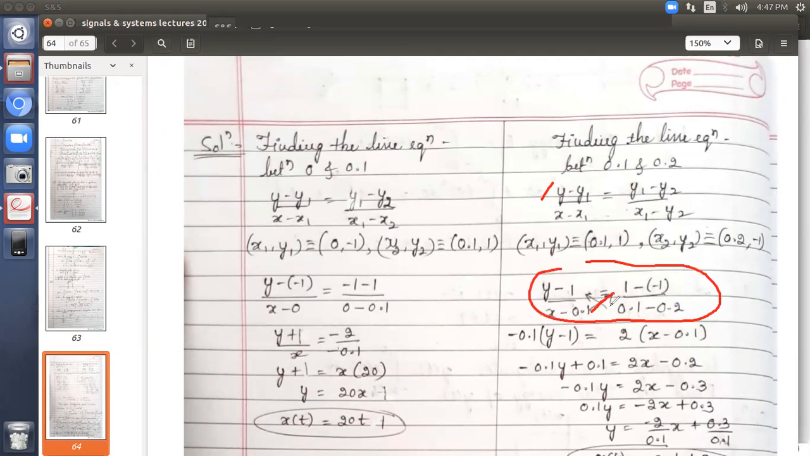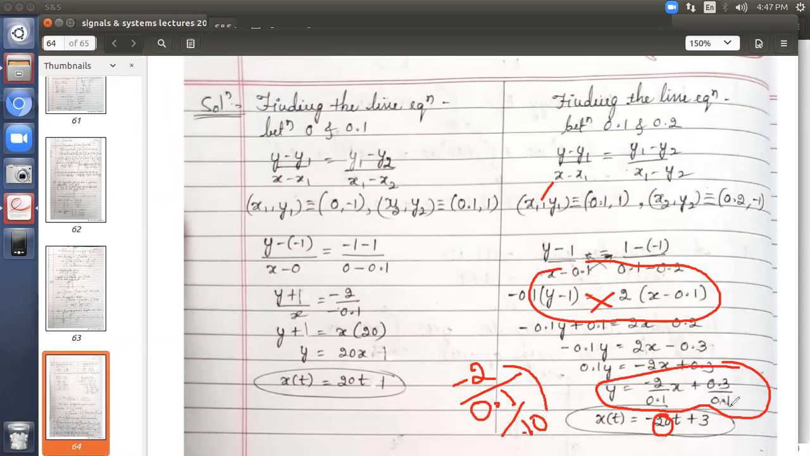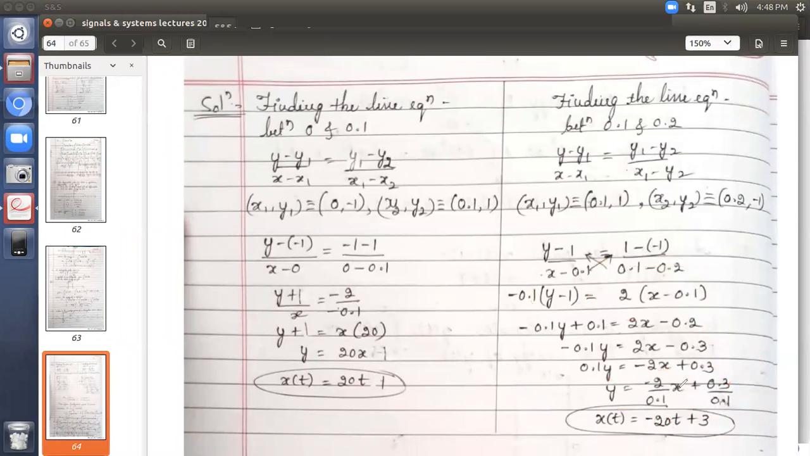What I have done, I have cross multiplied the values, and if you simplify this, you will get this much. Y equals some -2 by 0.1. -2 by 0.1 is nothing but, 0.1 is 1 by 10, right? So 10 into 2, you will get 20. Similarly, 0.3 by 0.1 is 3, right? 3 by 10, 1 by 10. So y equals -20x plus 3. What is x? X is horizontal axis, time. Y is vertical axis, x of t. So from the straight line equation concept, I have found these two straight line equations.